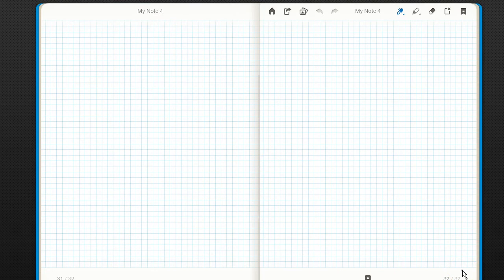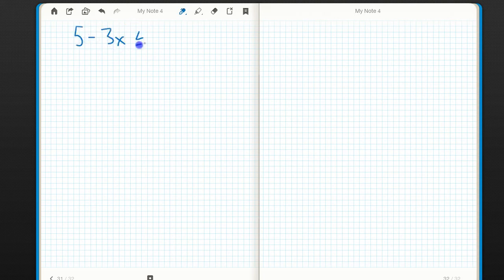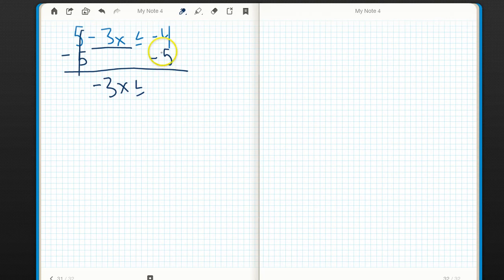Okay. So now let's move on to two-step inequalities, just like we do for warm-up. So let's say we have 5 minus 3x is less than or equal to negative 4. Alright. So we need to get rid of the 5. To get rid of the 5, we do minus 5 on both sides. 5 minus 5, they cancel out. You bring down the whole thing. So you bring down negative 3x is less than or equal to negative 4 minus 5, which is negative 9.